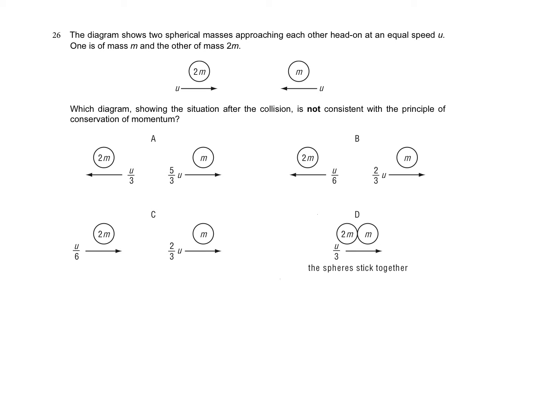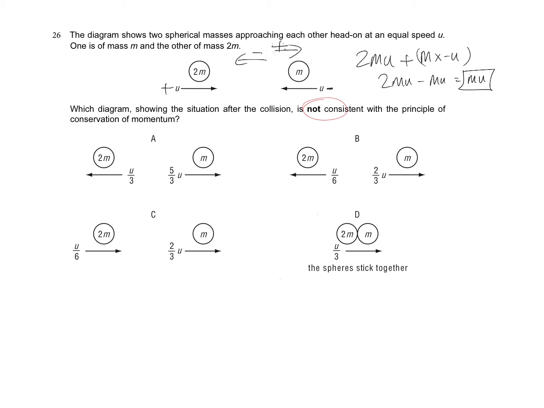For this one, you're asked which of these is not consistent with the principle of conservation of momentum. So for this, work out the momentum before. And again we need direction, so let's say right is positive and left is negative. So this will be plus u and this will be negative u. The momentum before is going to be 2mu, mass times velocity, plus m times minus u. So that's going to end up with 2mu minus mu, which basically equals a momentum before of mu.